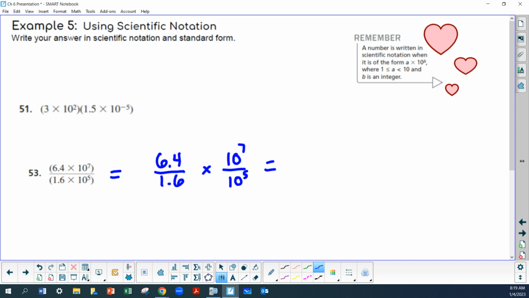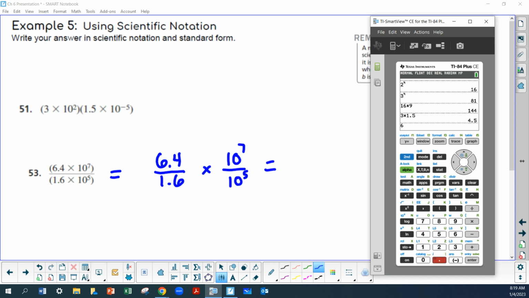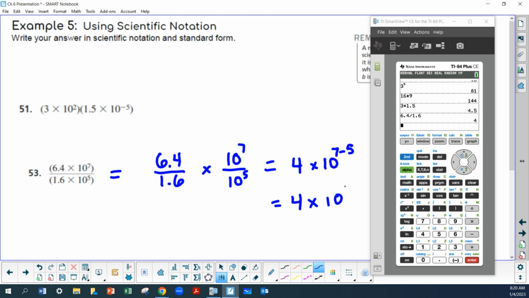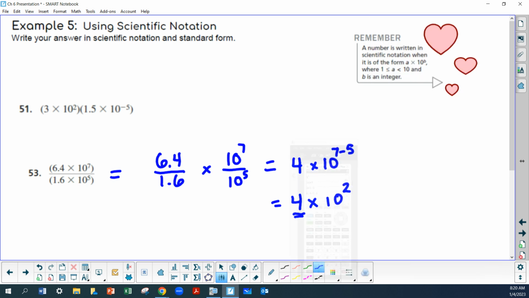Now, calculator, let's use our calculator. 6.4 divided by 1.6 gets me 4 times 10 to the 7 minus 5, right? With a quotient, you subtract the powers. So I get 4 times 10 to the second. And that number 4 is fine because it's a number between 1 and 10. So my A value is perfectly set up for scientific notation.